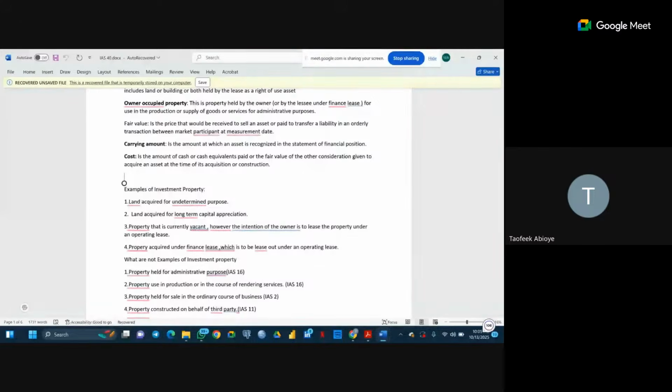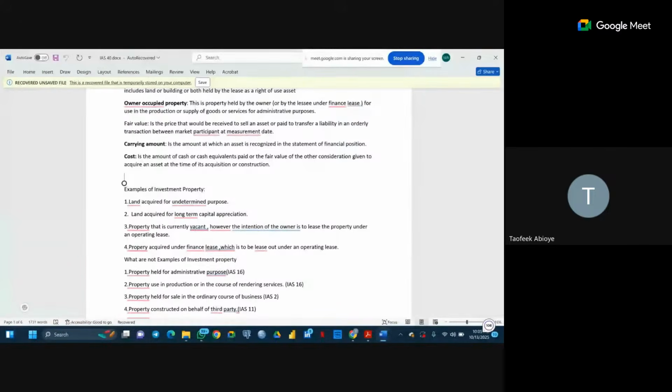Number three, we have property that is currently vacant. However, the intention of the owner is to lease the property under an operating lease, more like a rent. Property acquired under finance lease, which is to be leased out under operating lease. You lease it under a finance lease and have the intention of subleasing it again. What are the examples that are not investment property?